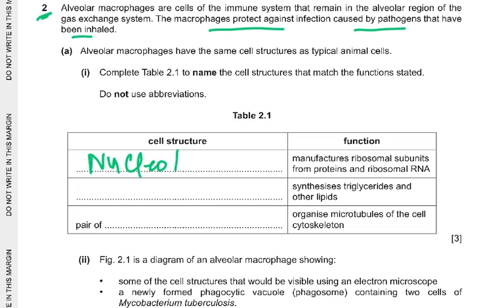You either know this or you don't know this. Then synthesize triglycerides and other lipids: smooth endoplasmic reticulum. So you cannot say SER, because it says do not use abbreviations. So smooth endoplasmic reticulum.